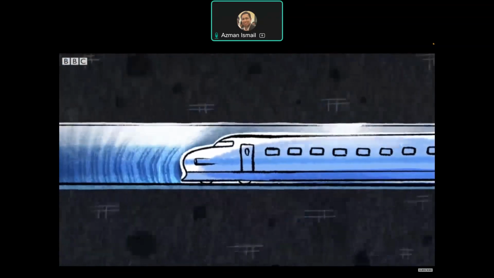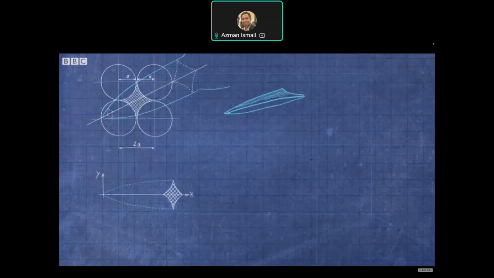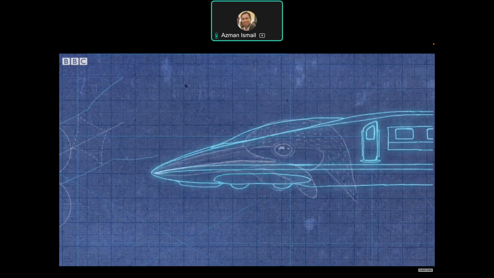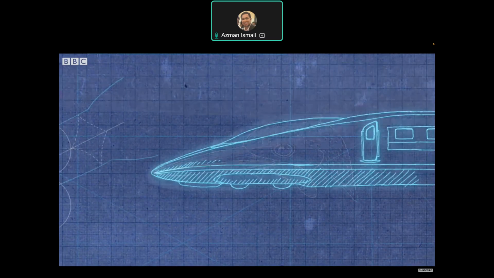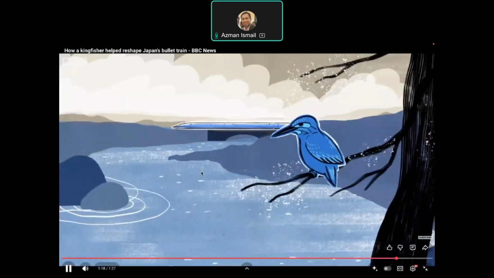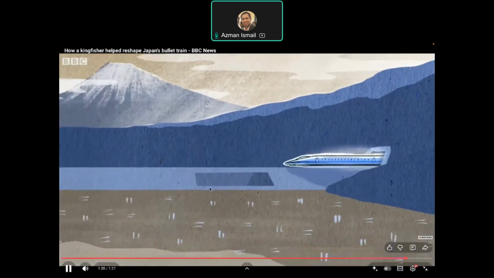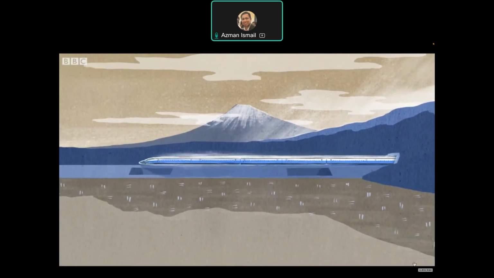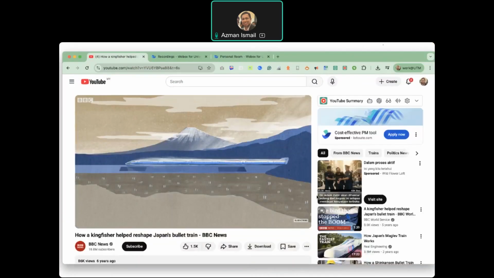The train team studied the beak, which resembled two triangles with rounded edges, together forming a squashed diamond shape. And so a kingfisher's bill helped them design the train nose. When it was tested, the Kingfisher bullet train was faster, quieter, and more powerful, with 30% less air resistance than before. Okay, so that's the main solution done by the Kingfisher bird.